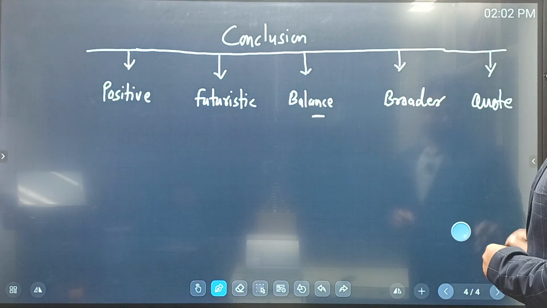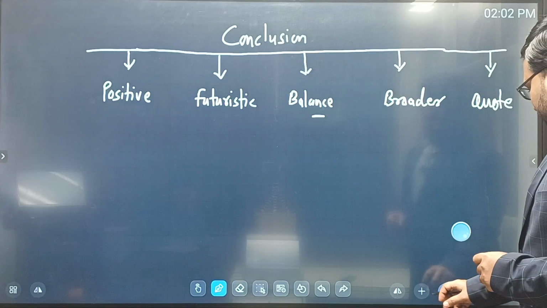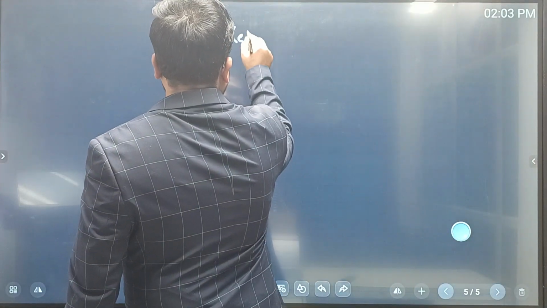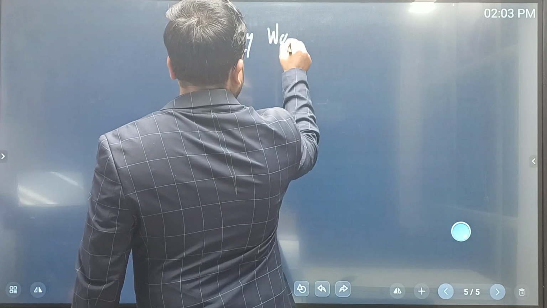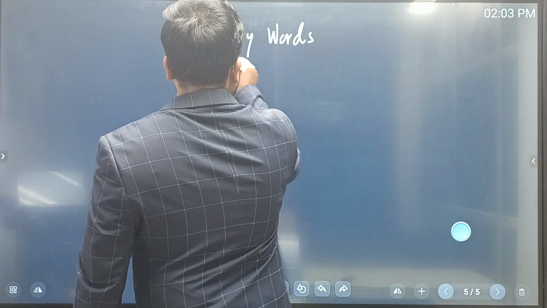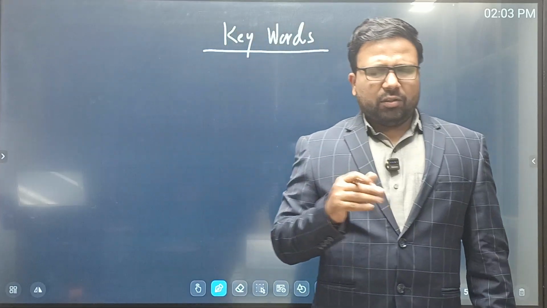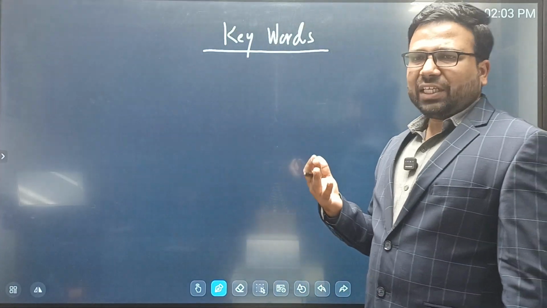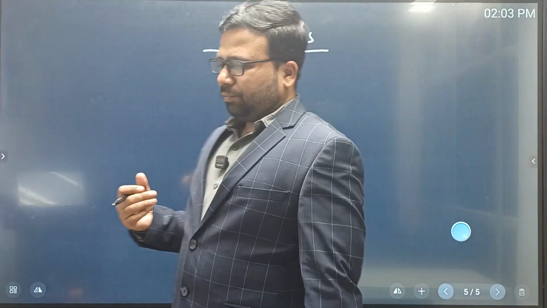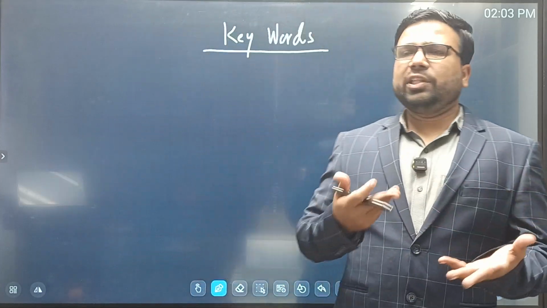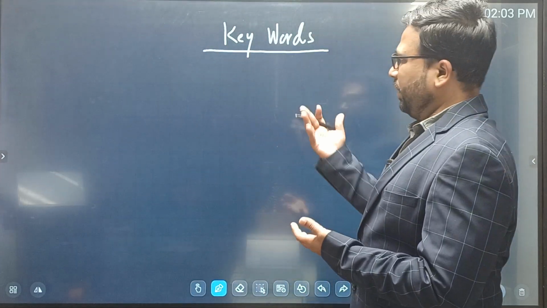The last part of our discussion now: keywords. With respect to keywords, there are around 15-16 keywords. Might be one or two more or less, or UPSC may come with new keywords. No need to worry about that.